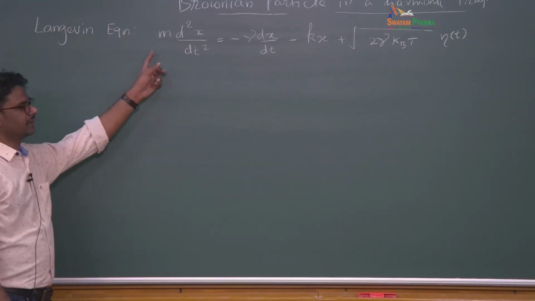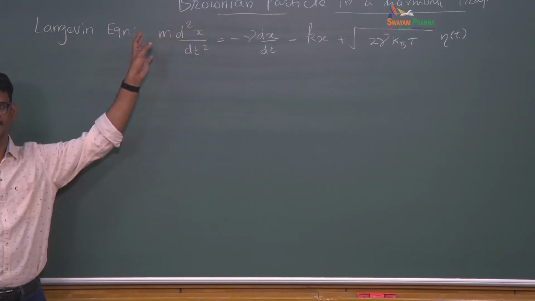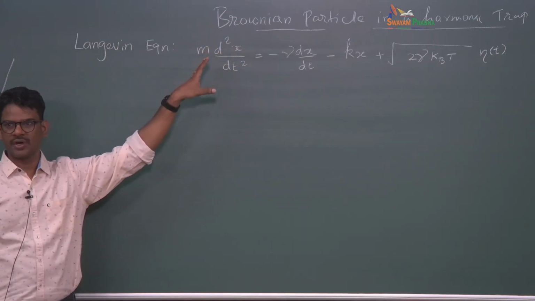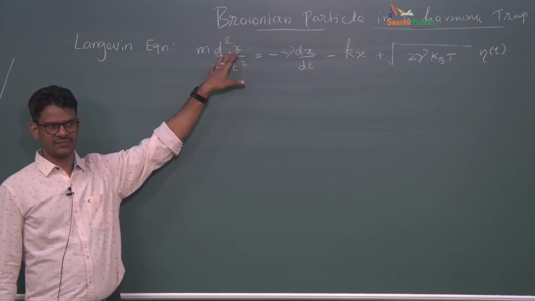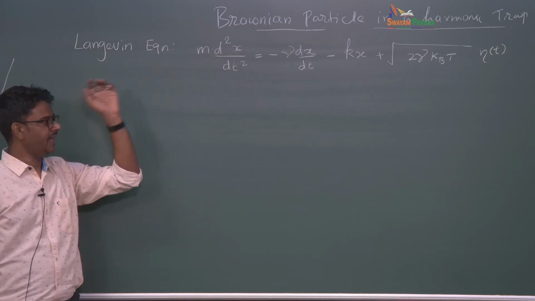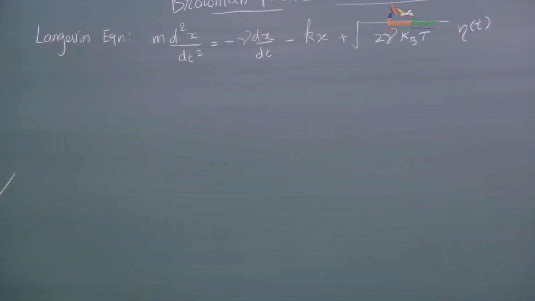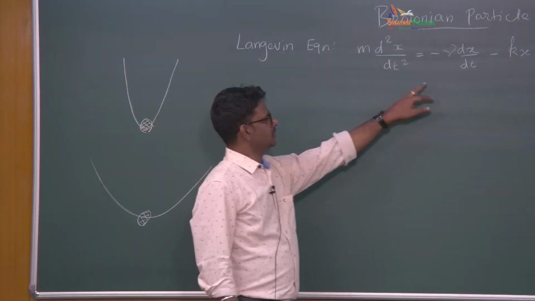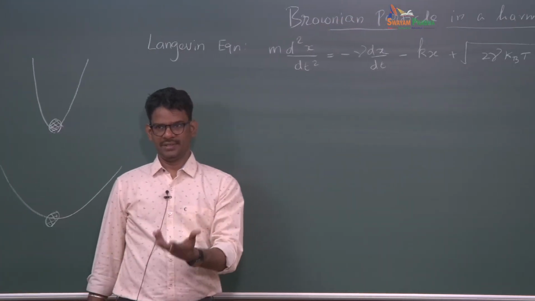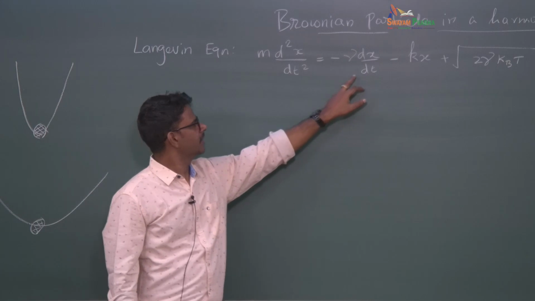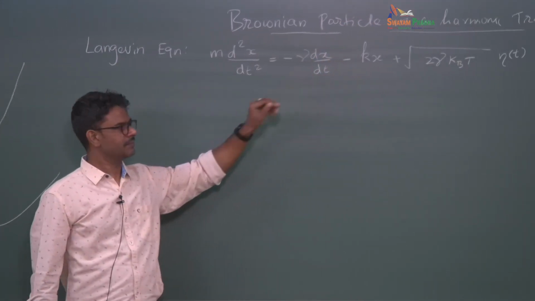Usually we write this inertial term as m dv by dt, but here we will work with the spatial coordinates. So we are writing this in terms of the second derivative of position. So x here is the position of a Brownian particle held in a trap. This entire experiment will happen in a liquid, so there is going to be a drag, and instead of v I am writing dx by dt.